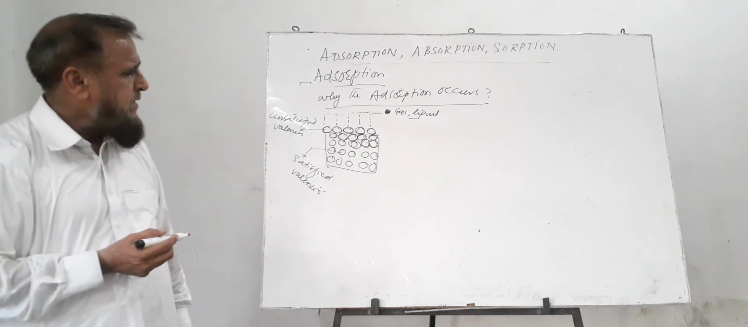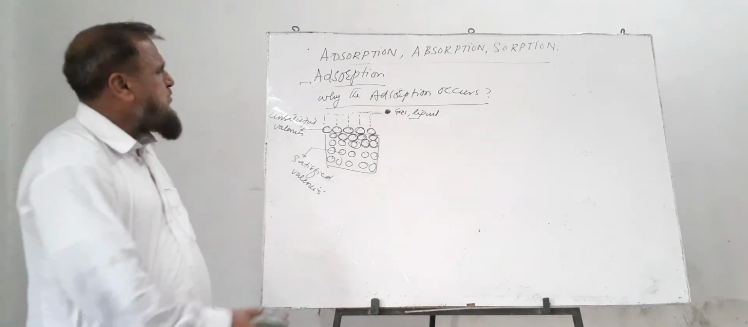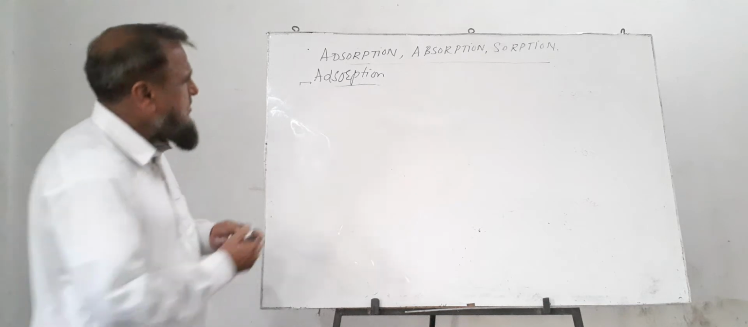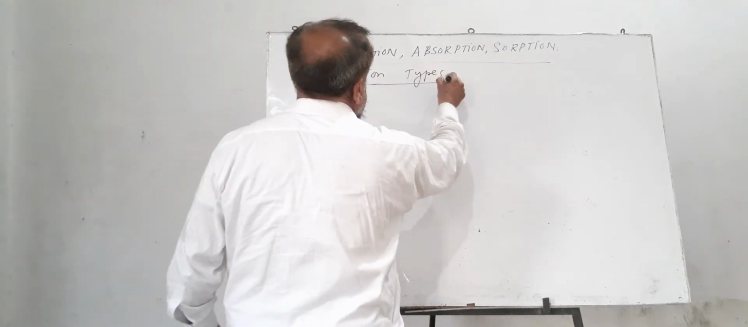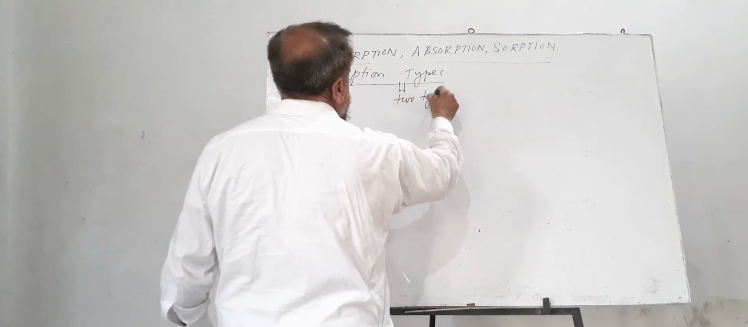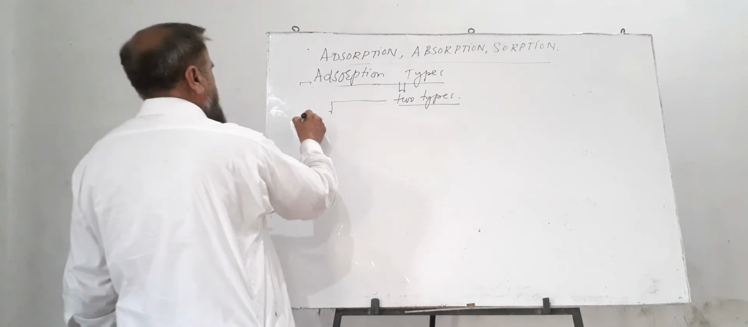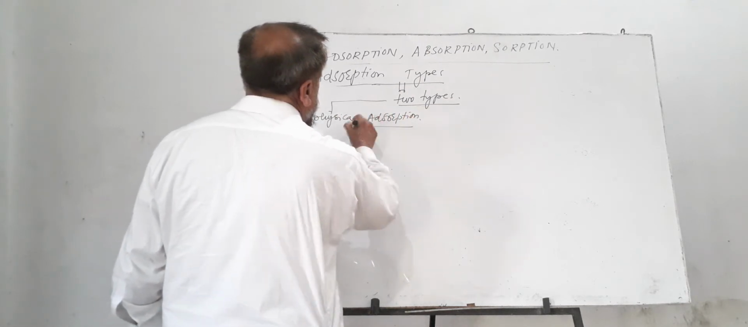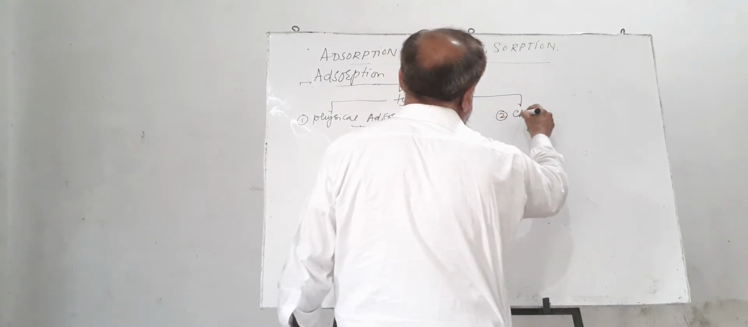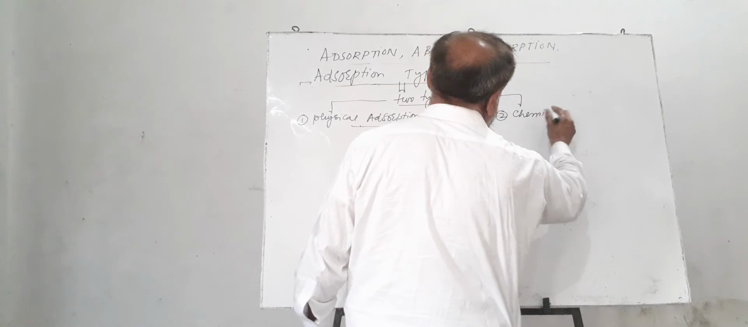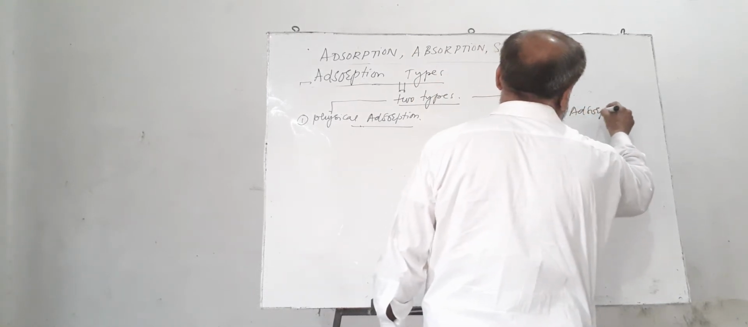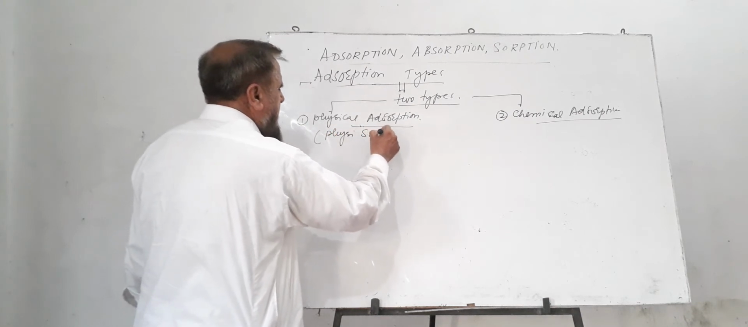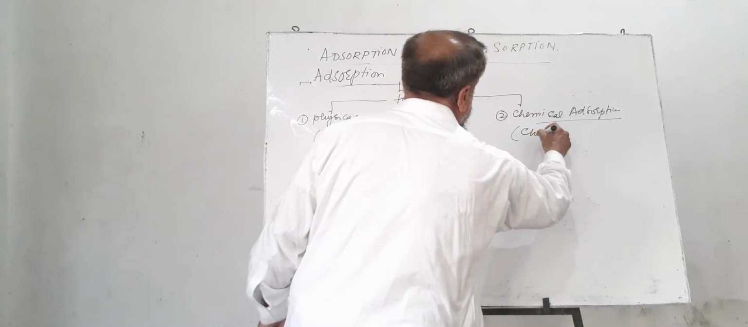Now we use a second term: types of adsorption. There are two types of adsorption. The first one is known as physical adsorption, and the second one is known as chemical adsorption. They are alternatively known as physisorption and chemisorption.